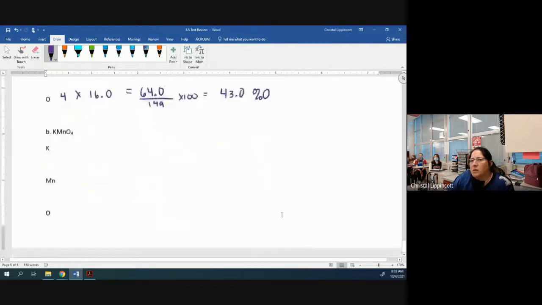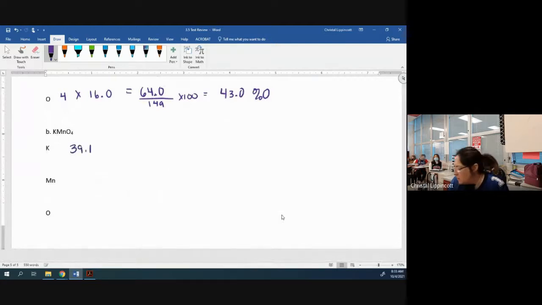All right, here is our last one. So potassium is 39.1, manganese 54.9, and oxygen is 16. And I forgot to do my inventories. I got carried away here. So I've got one of these, I've got one of these, and I have 4 of these.